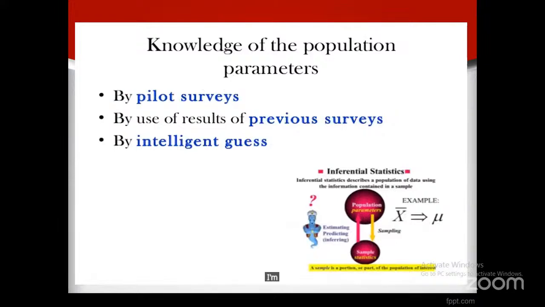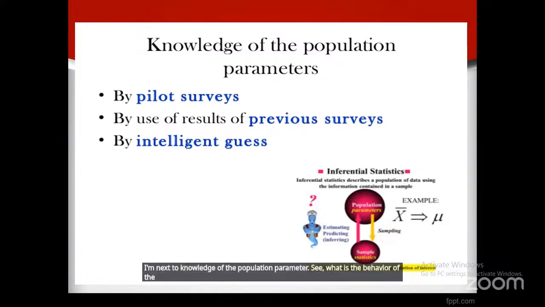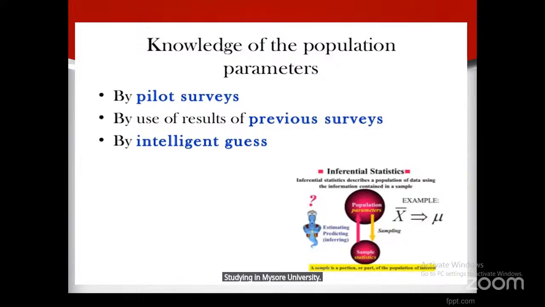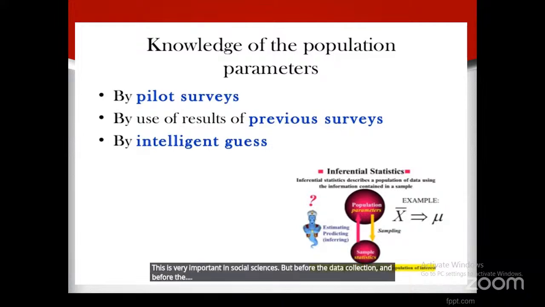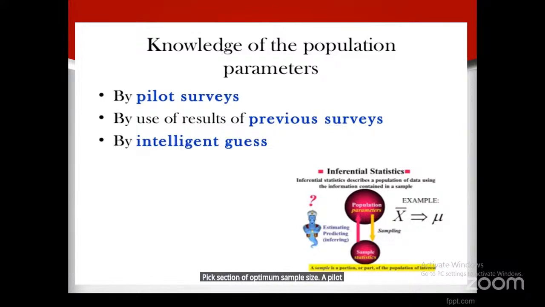And next, knowledge of the population parameter. See, what is the behavior of the 5,000 students studying in Mysore University? The population consists of 5,000 students. And how to identify the behavior of 5,000 students studying in this university? Definitely, for identifying the characteristic behavior of the population, the researcher has to conduct a pilot study, pilot survey. This is very important in social science research. But before the data collection and before the fixation of optimum sample size, a pilot study has to be conducted by the researcher.